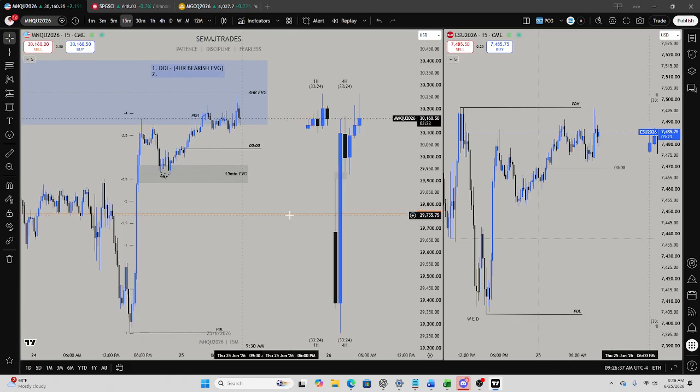Okay, this orange line right here is the equilibrium of this whole entire leg from this high to this low. Okay, so this is showing us literally where price is at right now. It's in premium. Okay, everything under premium, which is down here, is discount.